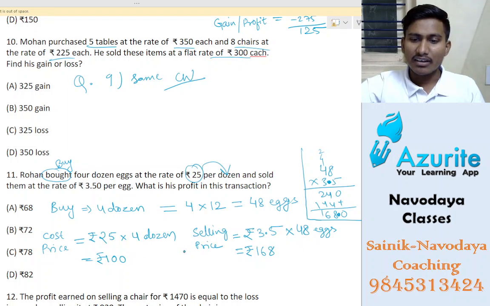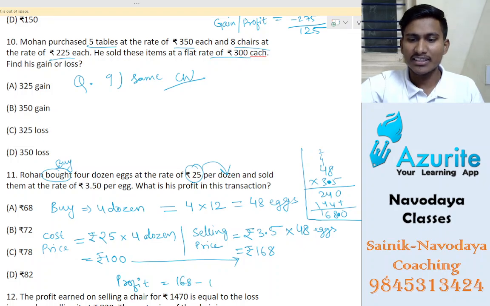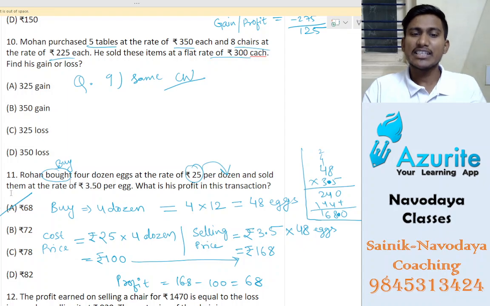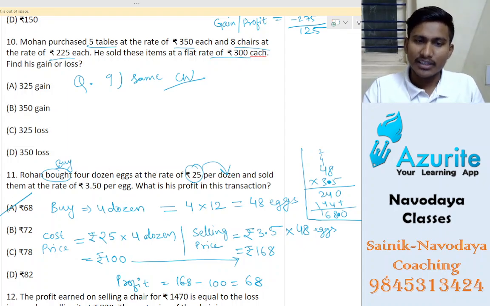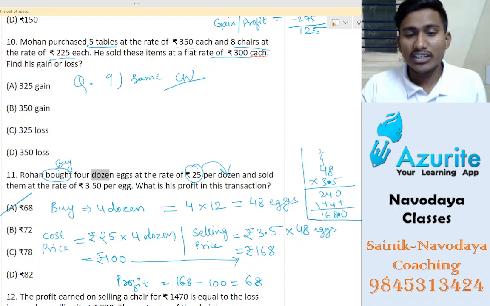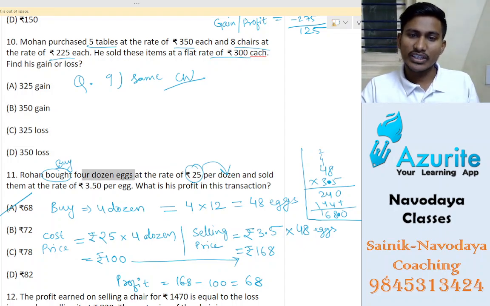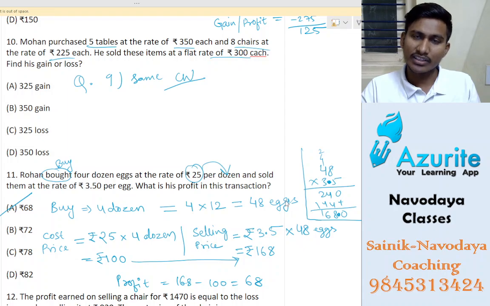So he is buying for 100 rupees and selling for 168 rupees. How much is the profit? Minus it. 168 minus 100. That is 68 rupees more. That is the profit. So the answer is option A. When it is given, we have to understand first. Dozen means 12 will be there in one dozen. So 4 dozen means 48. Yes, we have to first understand this.